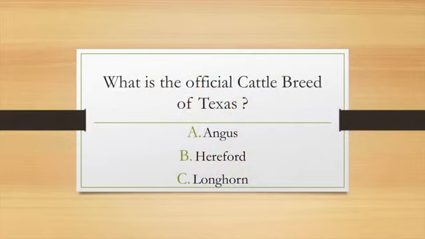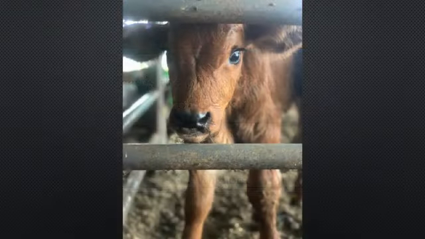Question number 4. What is the official cattle breed of Texas? Is it A, Angus, B, Hereford, or C, Longhorn? Once again, the C's have it. In 1920, this breed became recognized for their hardiness, their ability to thrive in the Texas heat and Texas climates. Therefore, this breed became a favorite for ranchers and farmers to grow their herds. So if you pick C, Longhorn, you're correct.